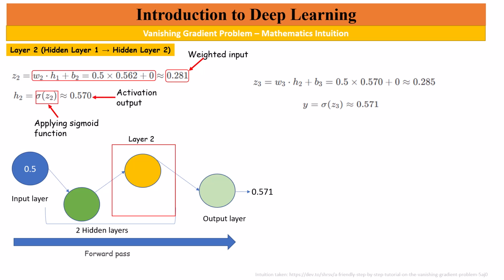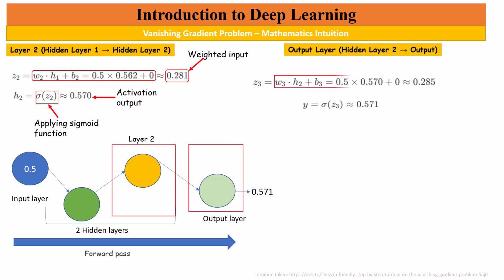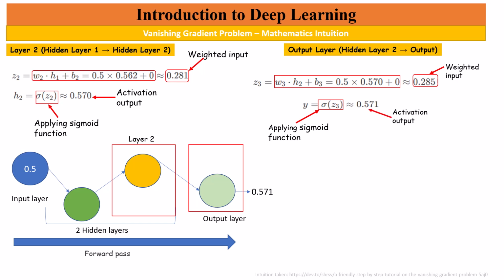resulting in 0.570 as activation output. At the output layer, the network multiplies layer 2 output, 0.570, by weight W3, 0.5, and adds bias 0, giving 0.285 as weighted input. The sigmoid activation converts 0.285 to 0.571 activation output. This is the final output of our neural network, which needs to be minimized during the backward pass. The next part of the video explains this process in detail, highlighting how the vanishing gradient problem occurs.